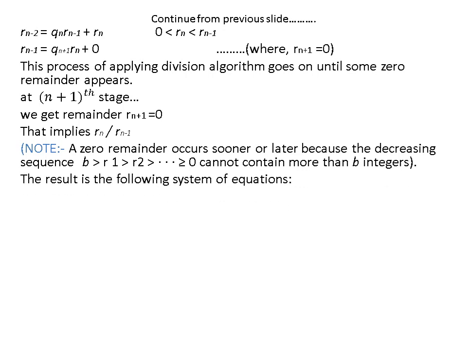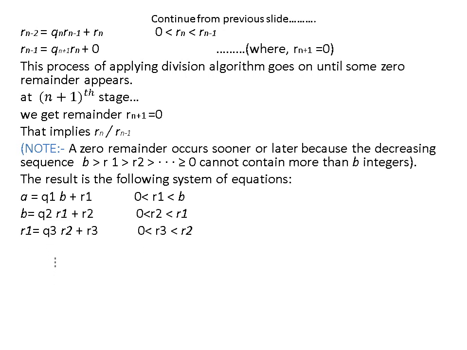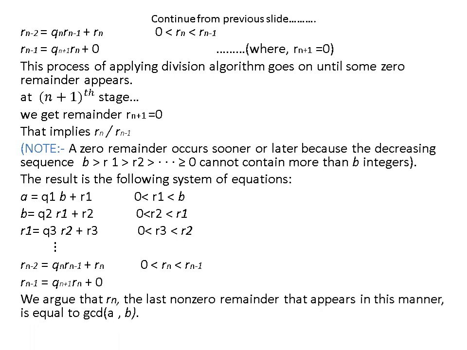So this entire procedure gives us the following system of equations. Thus Euclid's algorithm says that the last non-zero remainder in this entire procedure is the GCD of a and b. Here we will argue that this rn is the GCD of a and b. So this is Euclid's algorithm.